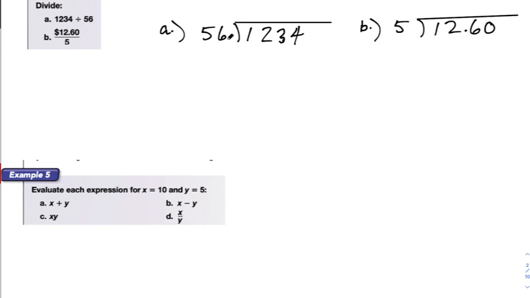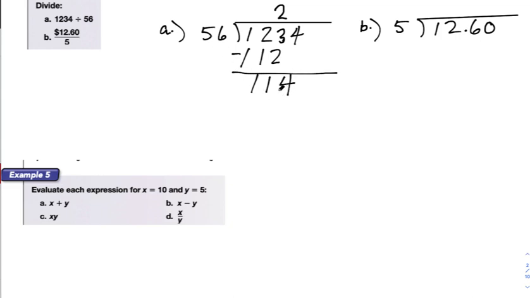So let's see, 56 cannot go into 1, 56 cannot go into 12, and 56 can go into 123. And so that's where I'm going to put my answer. That's where I'm going to start. So since 56 can go into 123 about 2 times, I'm going to put a 2 here. I'm going to multiply 2 times 56, and when I do that, I get 112. I'm going to subtract that, and from 123 subtracting 112, I get 11. I'm going to drop this 4 down here.